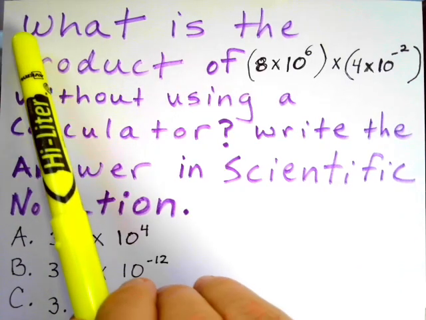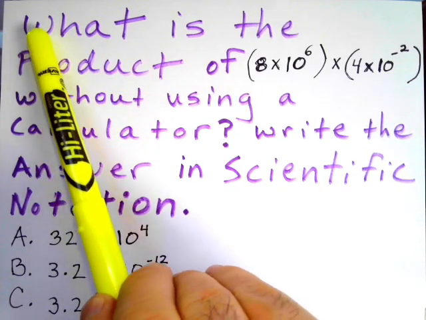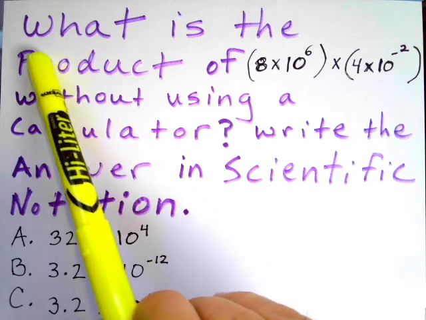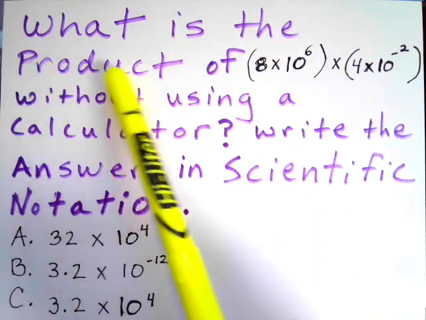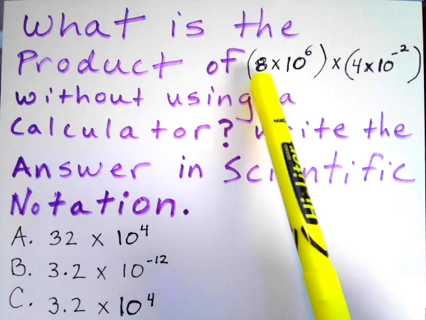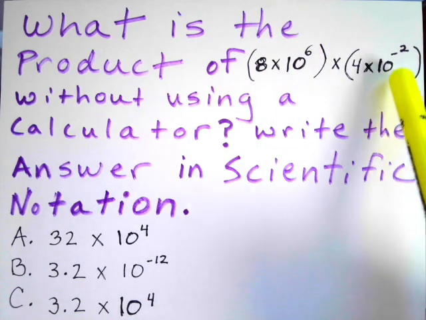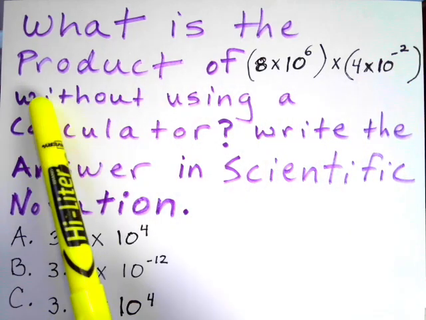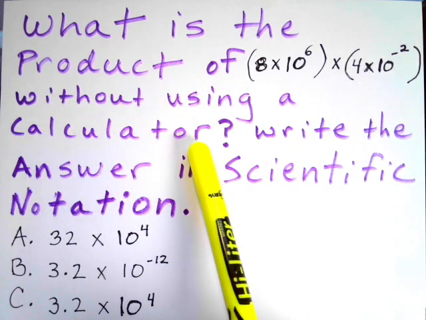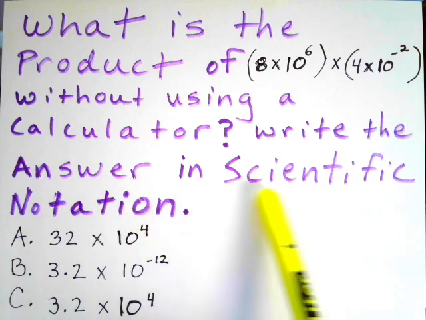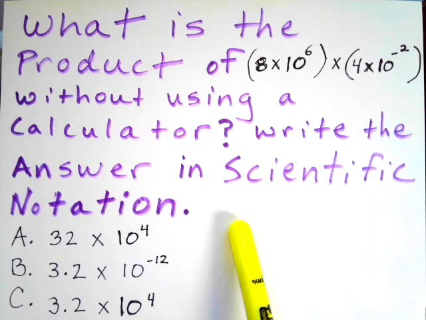All right, jumping right on in, diving into the deep end. What is the product of 8 times 10 to the 6th power times 4 times 10 to the negative 2 power without using a calculator? Write the answer in scientific notation.